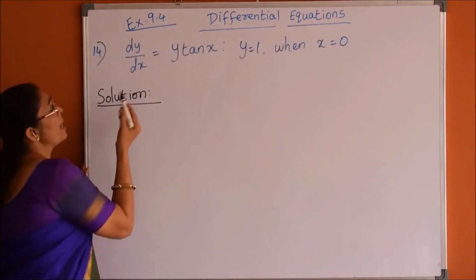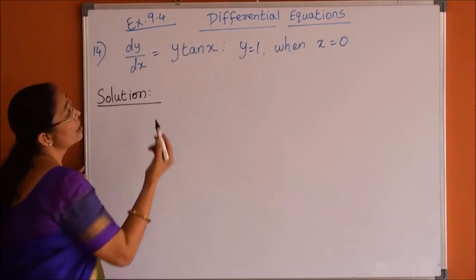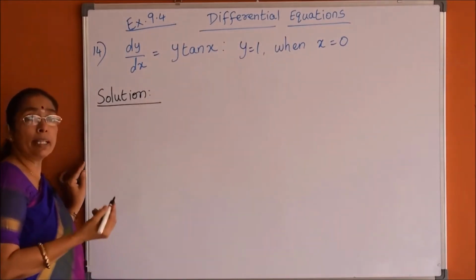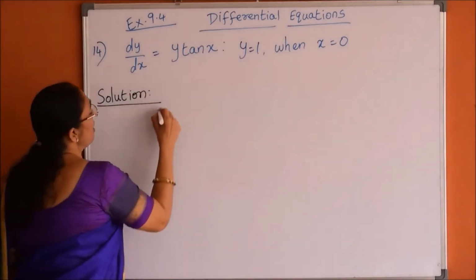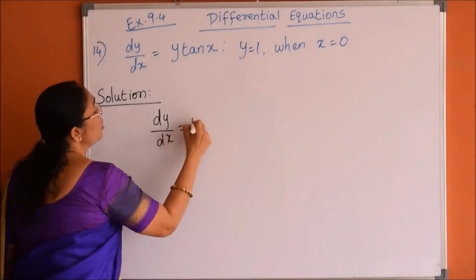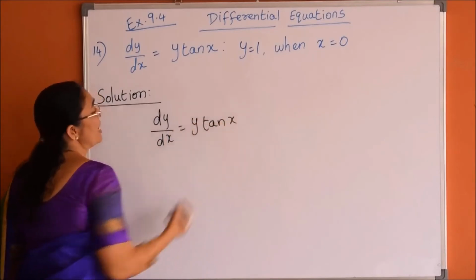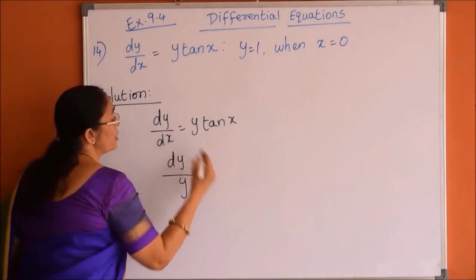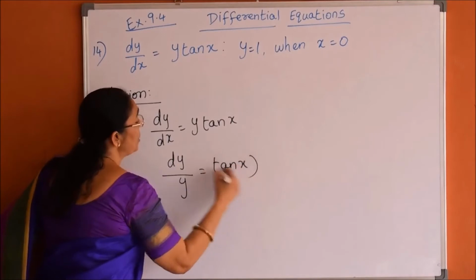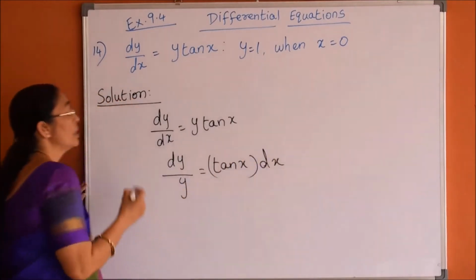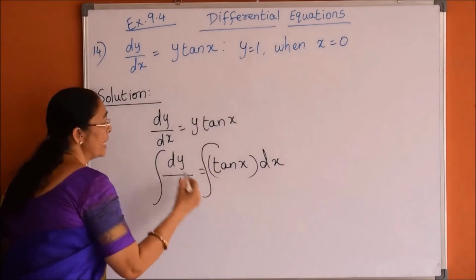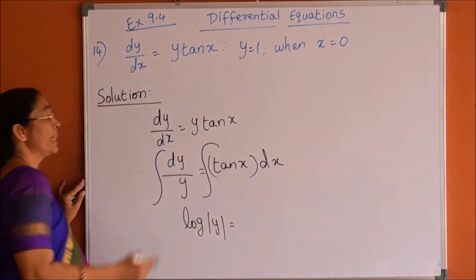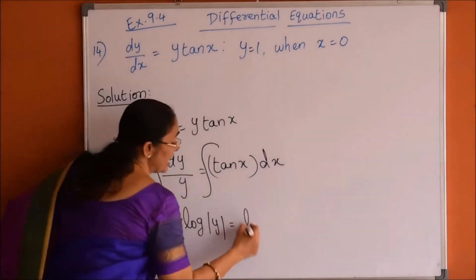14th problem: dy by dx is equal to y tan x, y is equal to 1 when x is equal to 0. So let us solve this differential equation by the method of variable separable. Now separating the variables, we can write this given equation as dy by y is equal to tan x dx. Now integrating on both sides, integration of dy by y is log mod y and integration of tan x is log mod secant x.